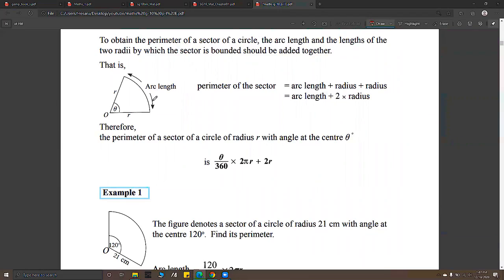So in order to find the perimeter, you just have to consider this length and this length. So how? It's just the arc length plus 2 radiuses, this radius and this radius. Arc length plus 2 into radius. It's very simple.